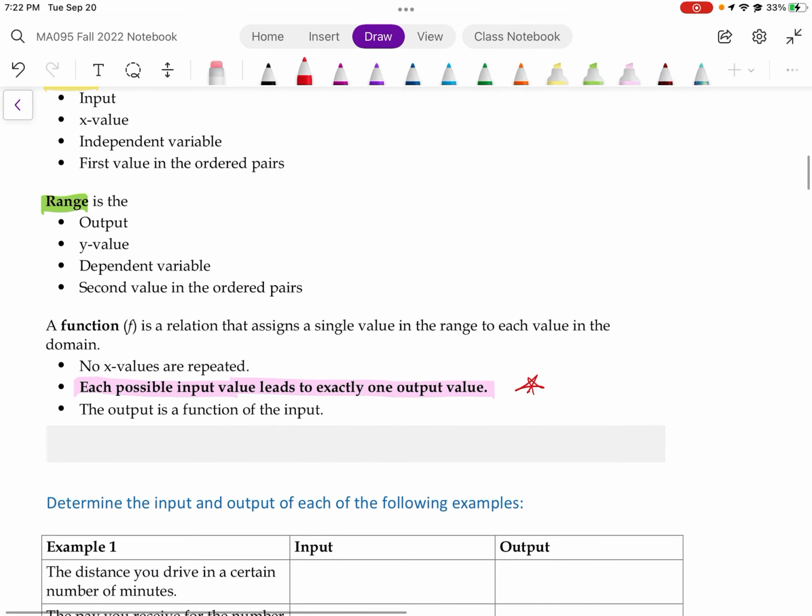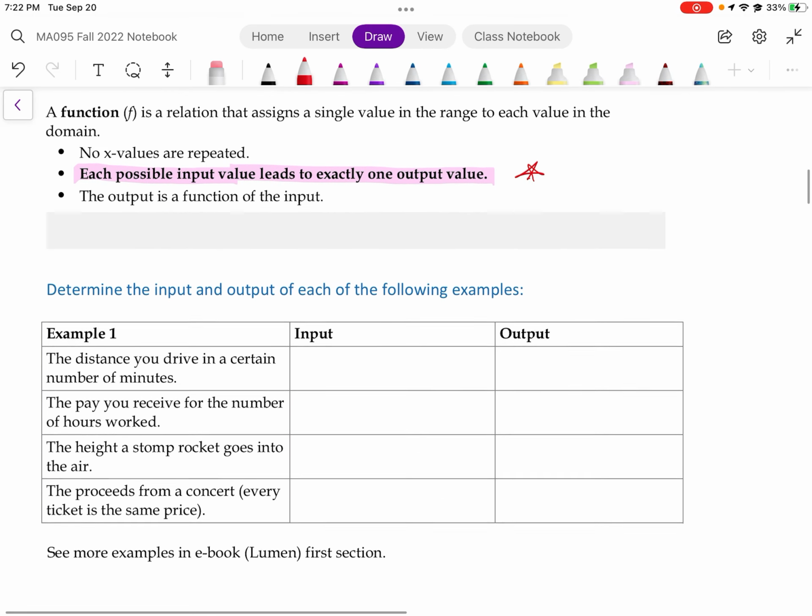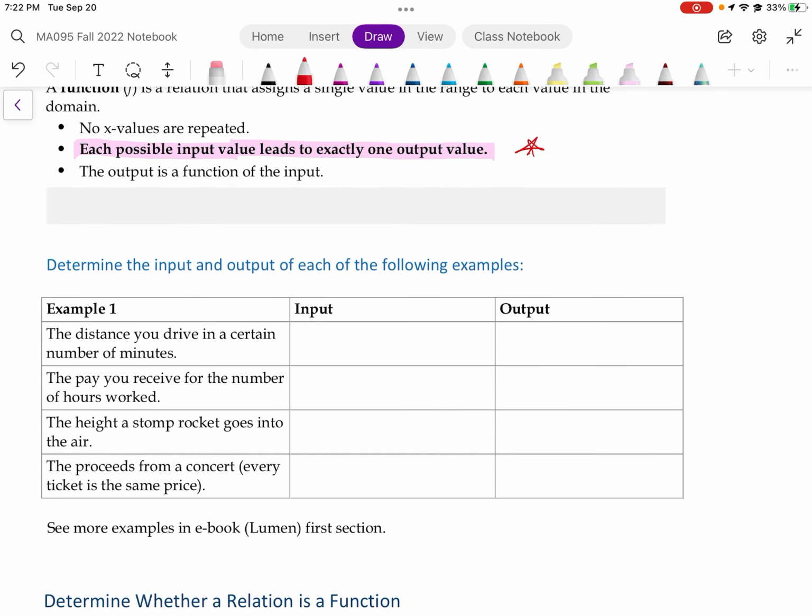All right, so let's look at some examples of this. Determine the input and output of each of the following, just real life examples. The distance you drive in a certain number of minutes. What's the input? You've got to think, we've got distance and we've got minutes, which is time, right? So which one is the input? Does the distance depend on the time that you've been driving, or does the time you've been driving depend on the distance? In this case, the input is time in minutes. It could be in seconds, it could be in hours, but it's in minutes, it says. The output is the distance. So if I keep on driving, I'm going to go farther, right?